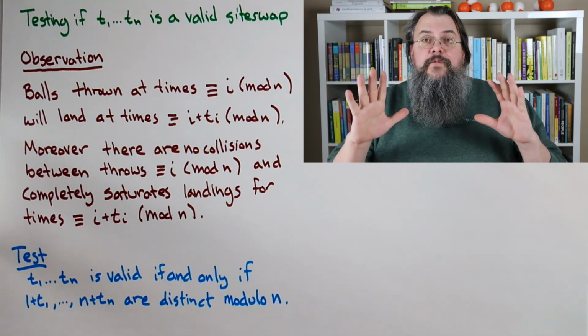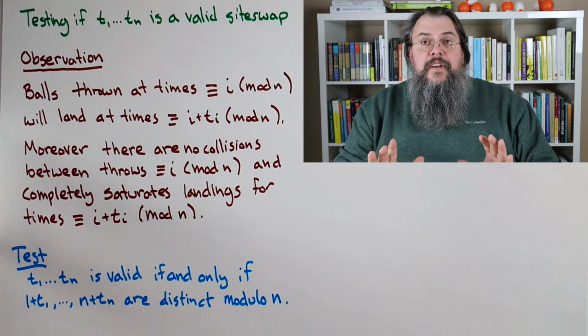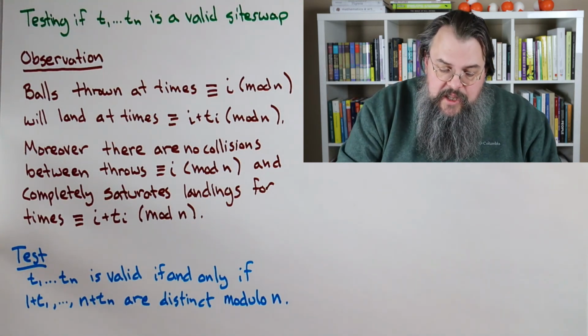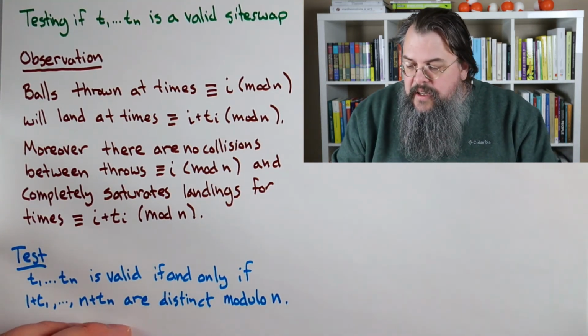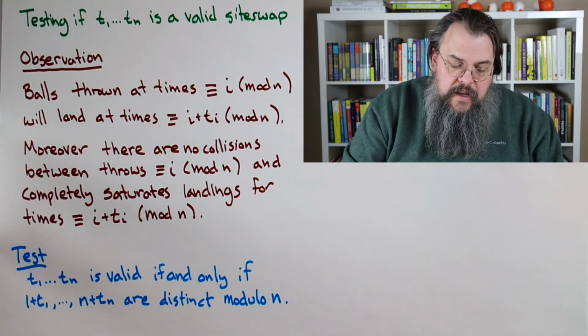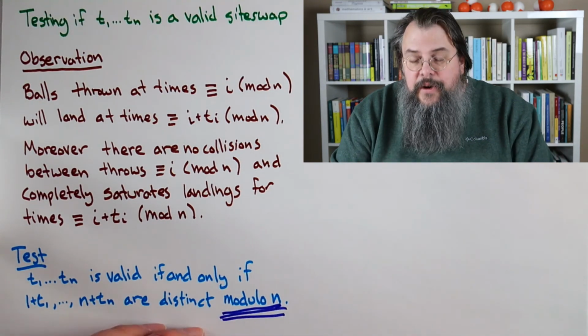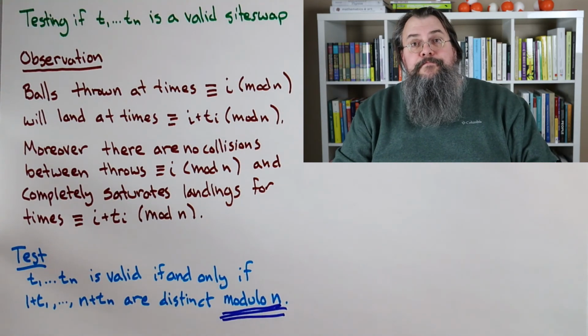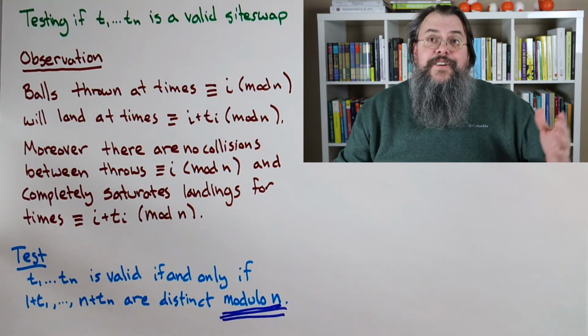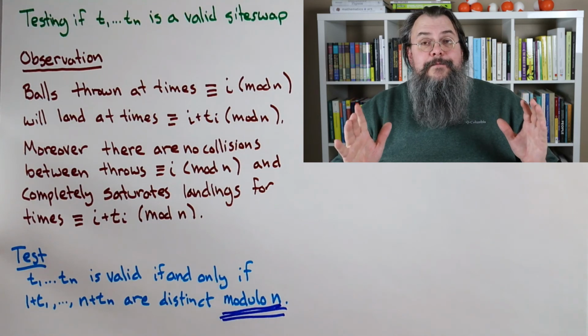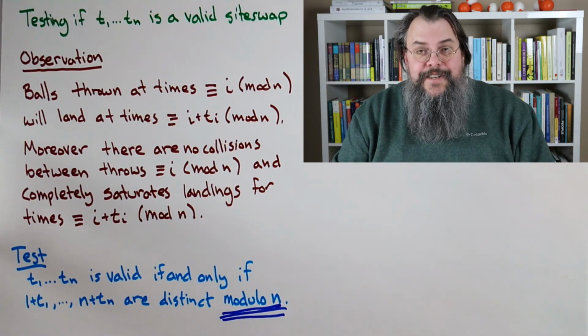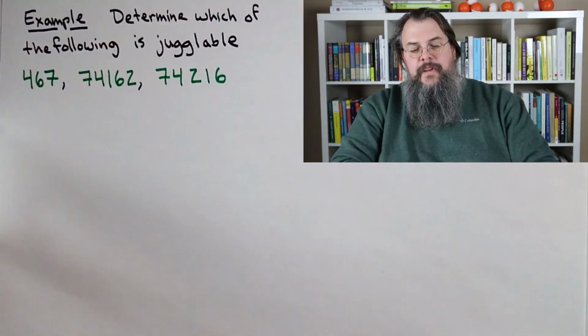So this is now a very quick and easy test. But remember, you have to take things modulo n. It's not just enough to say these numbers are distinct. You have to ask yourself, what happens modulo n? So there's our test. Pretty easy, right? All right, well, that's good. Means we can do some examples.